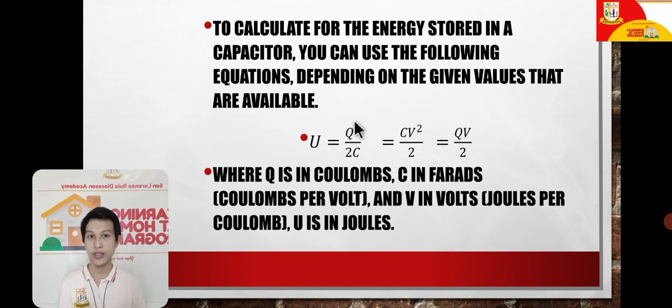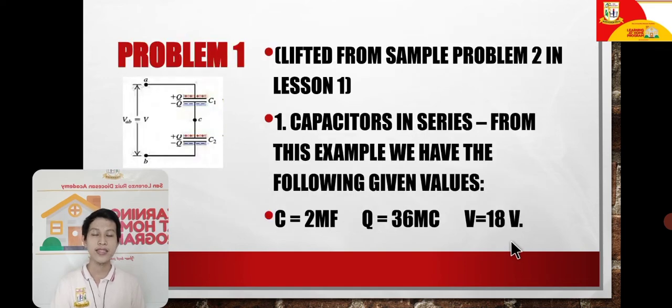Kung wala siya, ito lang yung pwede nyong gamitin. Okay, kung merong capacitance and voltage yung given, ito yung pwede gamitin. So ganyan yan, depende kung ano yung available values. Okay, so Q again is the coulombs or charge. C is farads or capacitance, or coulombs per volt, the measurement of the capacitance. V is in volts or joules per coulomb, or the potential difference, and U nga is in joules or J, or the potential energy.